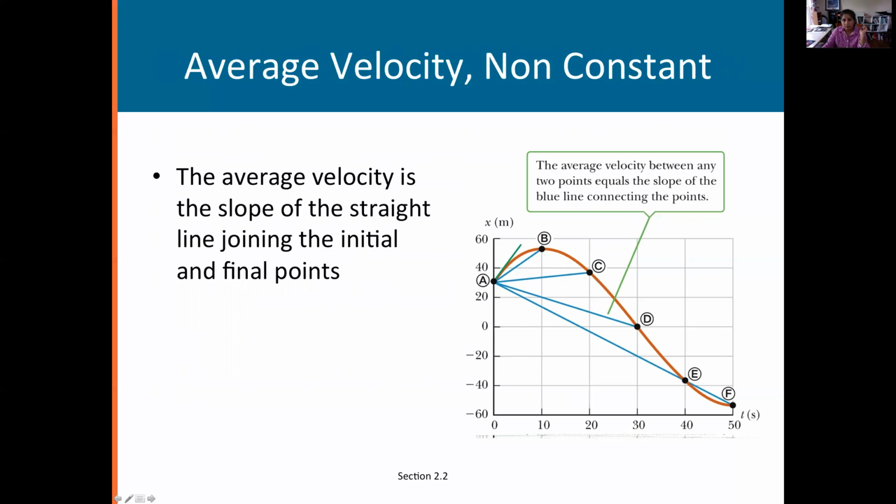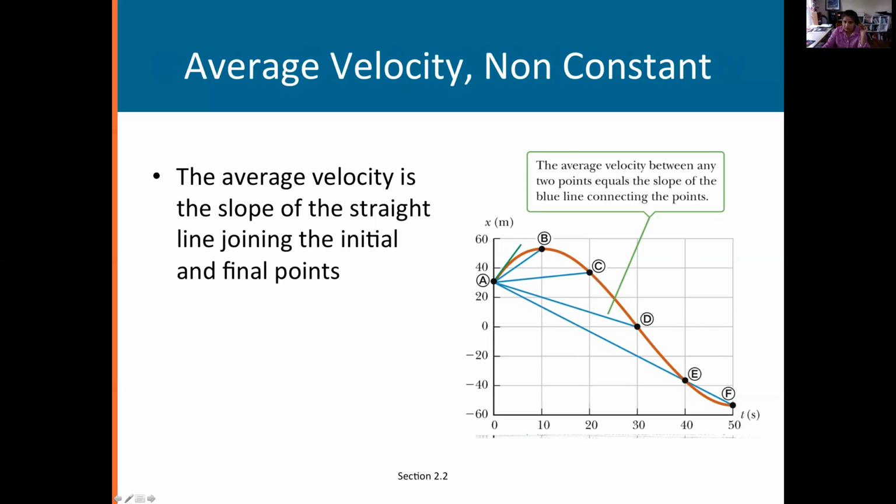And what does this blue line tell me? The blue line is connecting this final position B to this initial position A, let's say, for this part of the journey. So I'm going to get my average velocity between A and B given by the slope of this blue line. This is my displacement change on the vertical axis. This is my time change along the horizontal axis, which is 10 seconds.